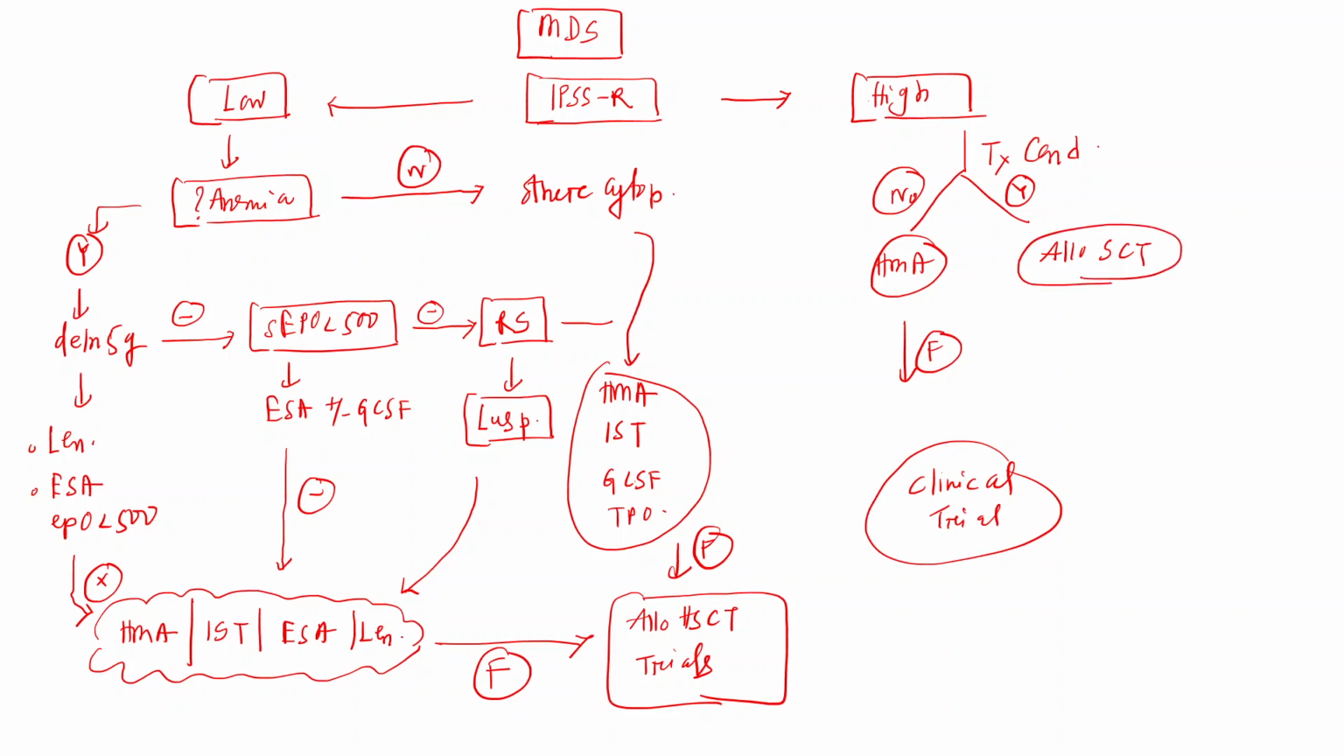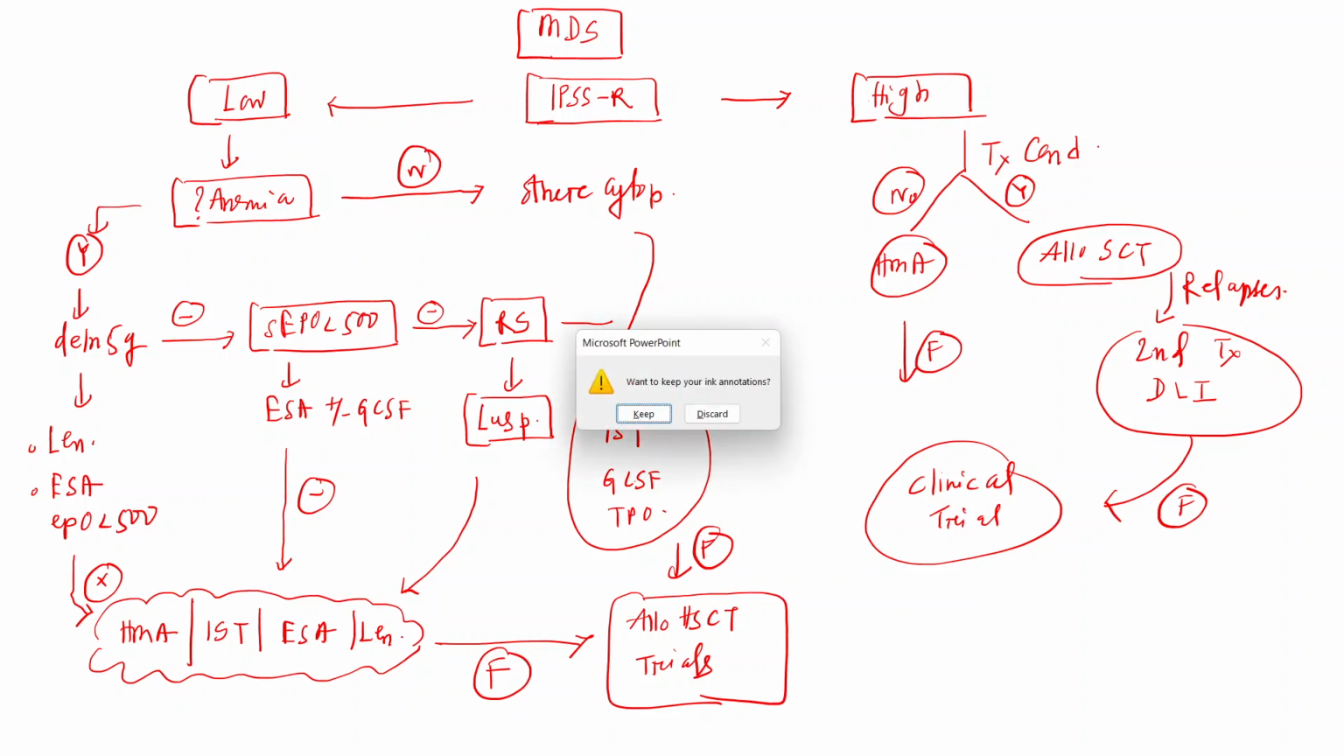Allogenic stem cell transplantation, if it relapses, you can do a second transplant, or donor lymphocyte infusion trial. If it still fails, then supportive care and enroll into clinical trial. So this is the final algorithm for management of myelodysplastic syndrome.